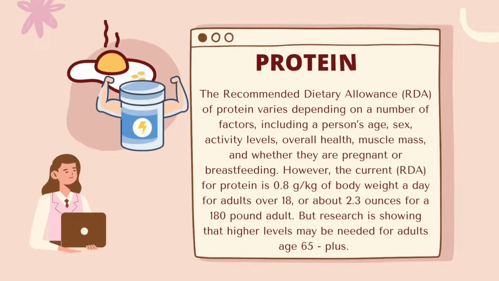First, protein. The recommended dietary allowance or RDA of protein varies depending on a number of factors, including a person's age, sex, activity levels, overall health, muscle mass, and whether they are pregnant or breastfeeding. However, the current RDA for protein is 0.8 grams per kilogram of body weight a day for adults over 18, or about 2.3 ounces for a 180-pound adult. But research is showing that higher levels may be needed for adults aged 65 plus.